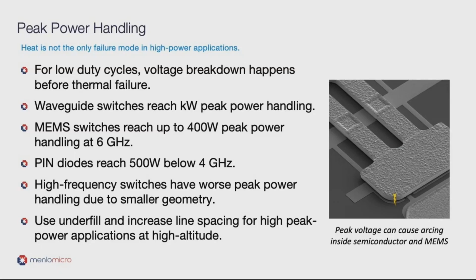In general, when looking between switches, typically ones with higher frequency bandwidths will have worse peak power handling. This is because the feature geometry inside the switch is smaller, and so arcing becomes more of a risk when dealing with high voltages. When looking at high power switches, one other thing to consider for the switch as well as other components on the board is that voltage breakdown could happen outside of the package. This is particularly an issue at high altitude applications, and so use of underfill and careful line spacing might be required.